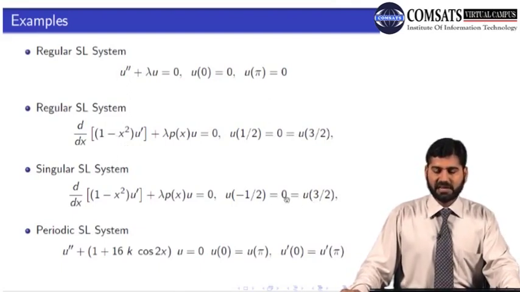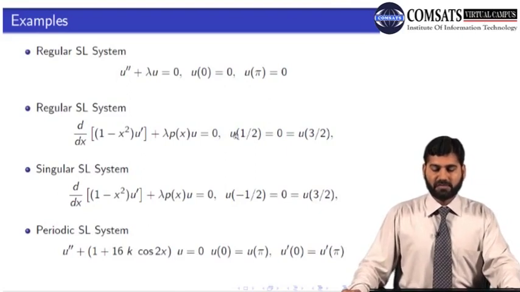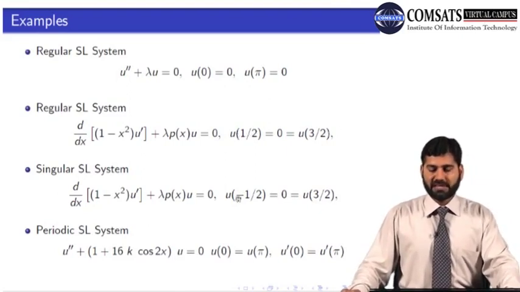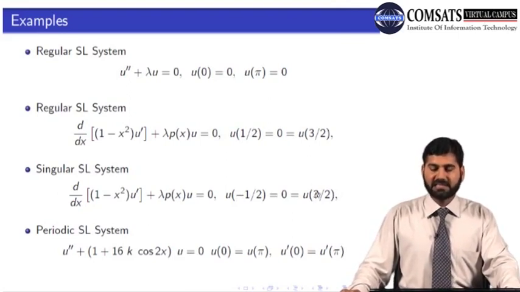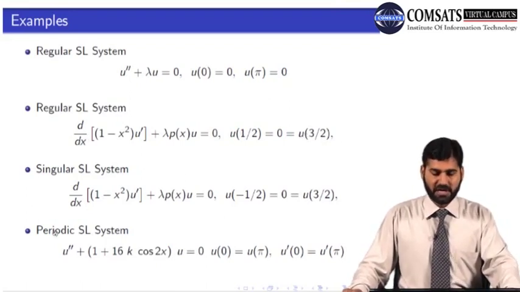Singular SL system: here clearly again 1 is in the interval, with 1 minus x square, just by changing the intervals. This should be from negative 1 by 2 to 1 by 2, and this is from negative 1 by 2 to 3 by 2. Just by making the condition 3 by 2, 1 is included in the interval, and this is vanishing at 1. Here 1 was not included in the interval, so it is regular. This is 1 by 2. It's a mistake. Negative 1 by 2 and 1 by 2.